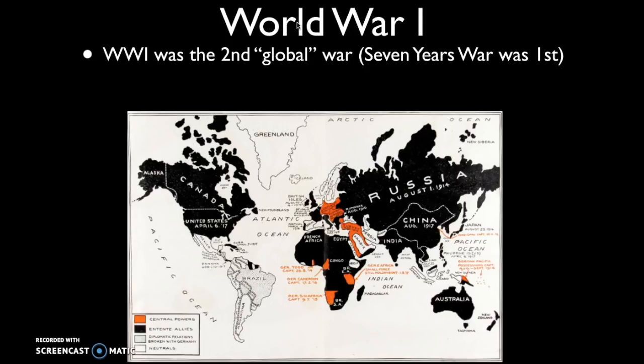First of all, in terms of similarities, World War I is a bit of a misleading name for this war. World War I was actually the second global war. The first was the Seven Years' War that was fought in the 1750s between Great Britain and France. And it was fought not only in Europe, but also in various colonial territories, including in the Americas and in Asia.